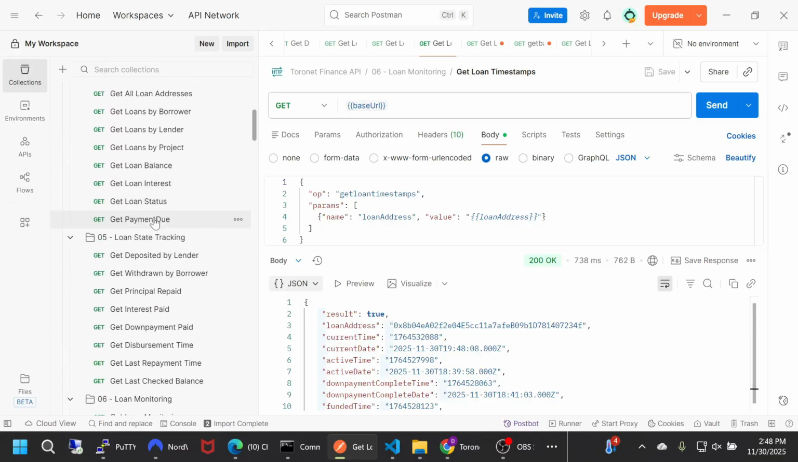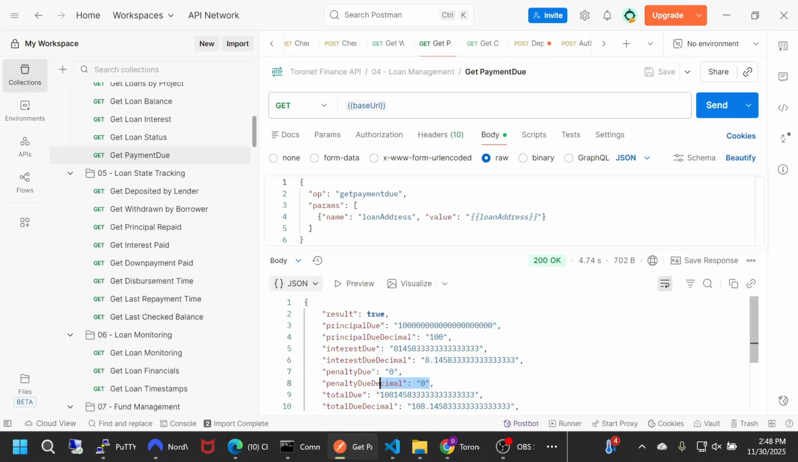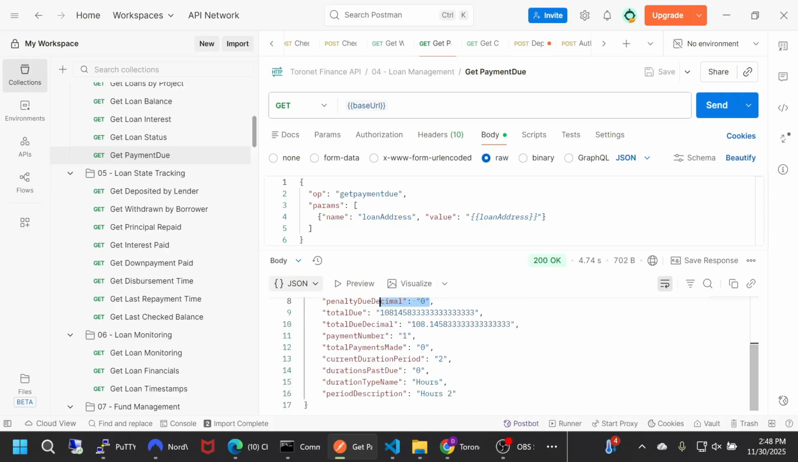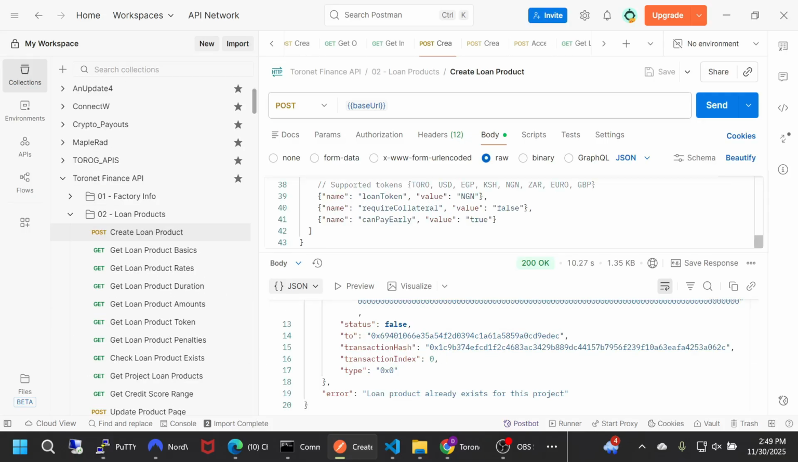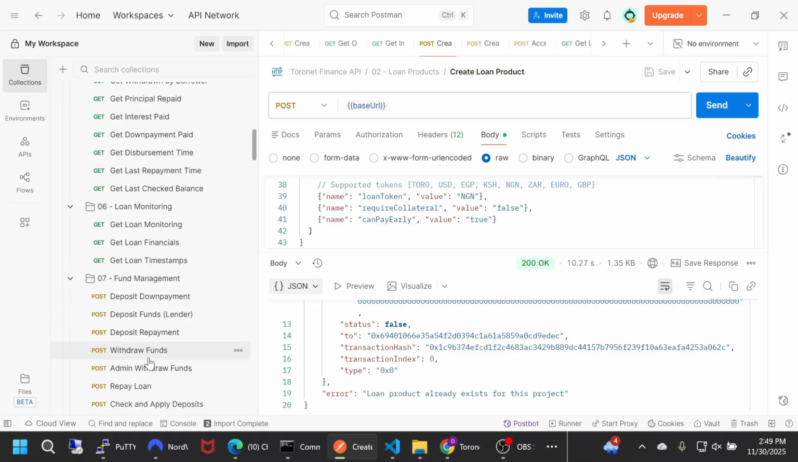Payment due. Actually, payment due already showed that there's no penalties due. Okay, but we will go ahead and make the payment. What we owe in total is $108. So that will pay. We can pay early. So we'll pay early. $108. It probably is already 108.3. So we'll just pay that off.